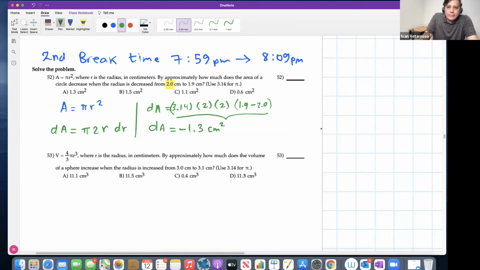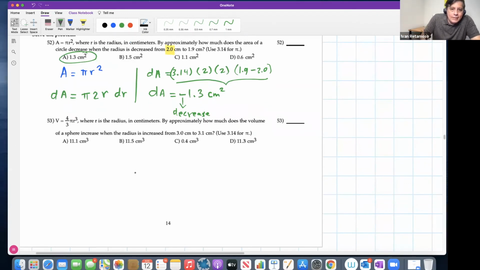In the end, attach the units. They're dealing with area, so it's square centimeters. Now, this negative is telling you that the area is decreasing. So they're asking you for that decrease. So the decrease will be positive. We explained in class that this means decrease, decrease by this amount, 1.3 square centimeters. So this, right? Follow, guys?